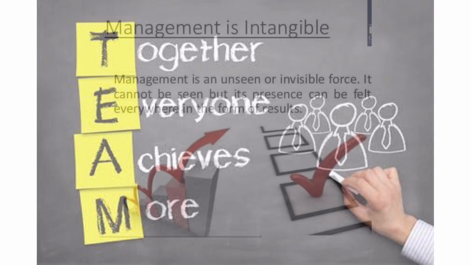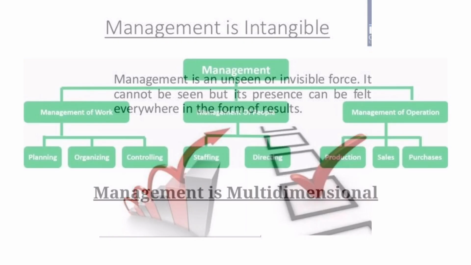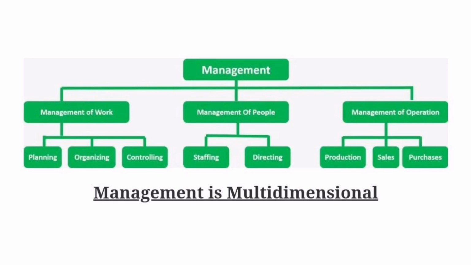The next feature of management is that it is intangible, because it cannot be physically seen and its presence can only be felt. The presence of management can be felt by seeing the orderliness in the organization and the coordination in the working environment. Hence, management is an intangible force. The next feature of management is that it is a multi-dimensional activity.